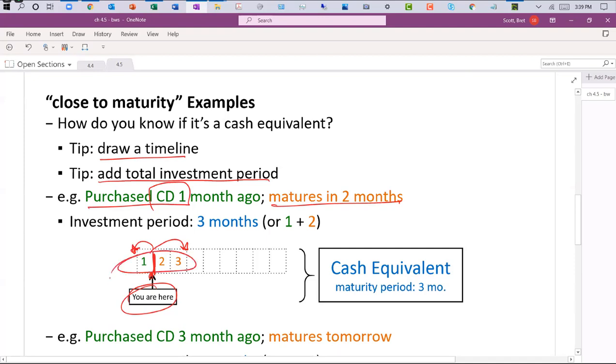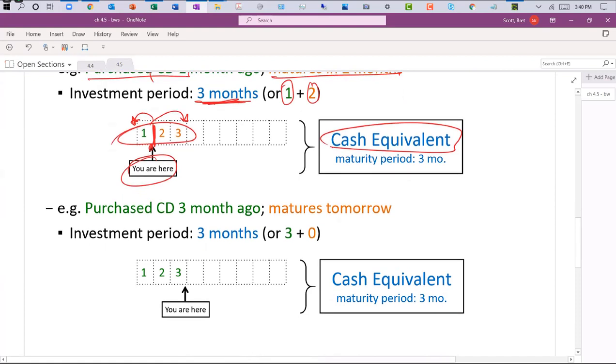Sum up the total amount of time that the cash has been locked up. In this case, it's been 3 months. So if that's 3 months or less, it's a cash equivalent. If it's 1 month, cash equivalent. 2 months, just round to the nearest month. We're not going to do days in this class. Okay, so just round to the nearest month. 1 month ago, 2 months more to go, 3 months total, that's a cash equivalent. That's all you need to know.